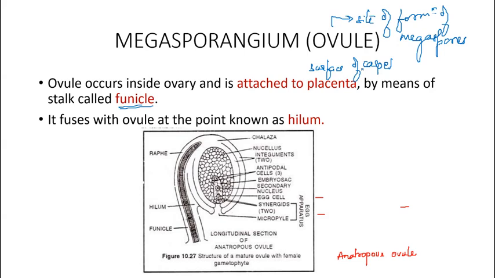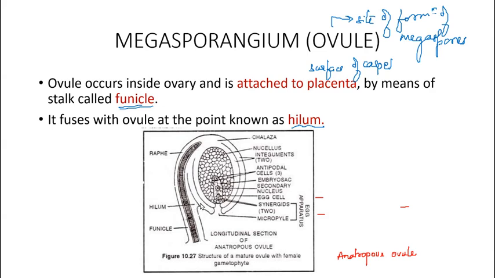Just to give you the idea. Now it fuses with the ovule at the point known as hilum. So see, there is a point known as hilum. So this funicle fuses with the ovule at the hilum, at the point of attachment.